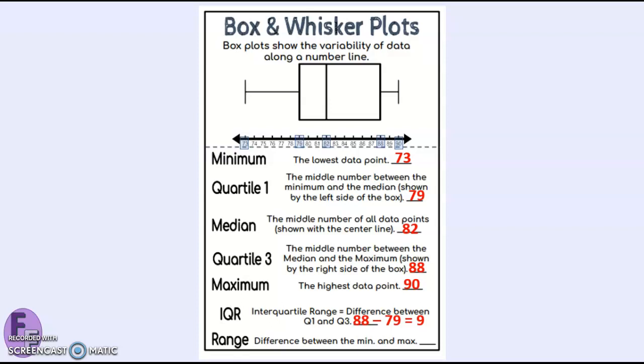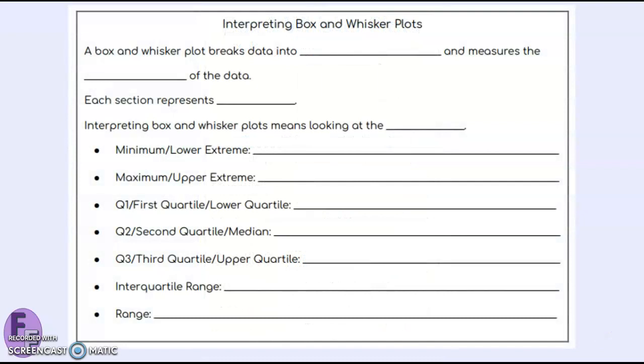The range is the difference between the maximum and the minimum, so the largest and the smallest. So 90 minus 73 is 17. A box and whisker plot breaks the data into quarters and measures the variability of the data. Each section represents 25%. Interpreting box and whisker plots means looking at the parts.